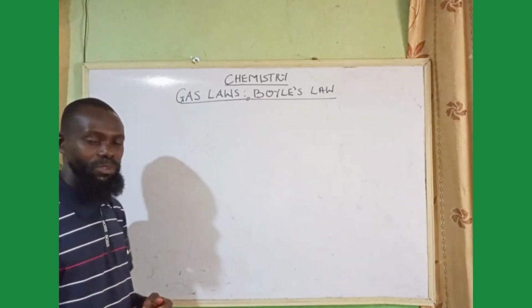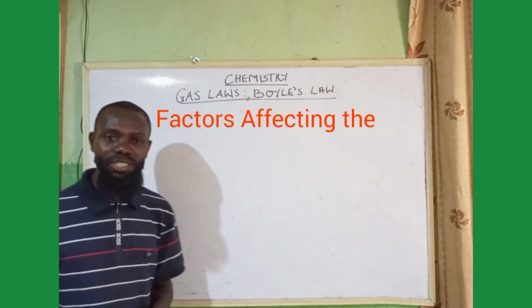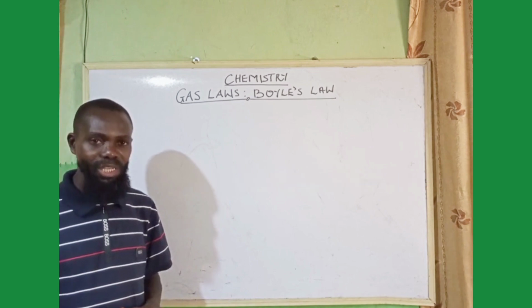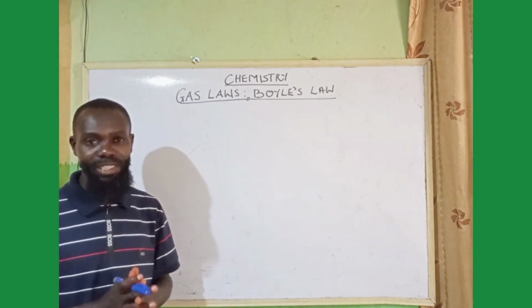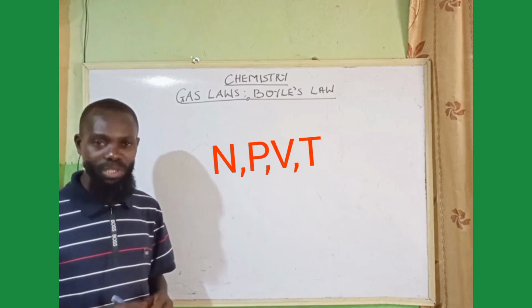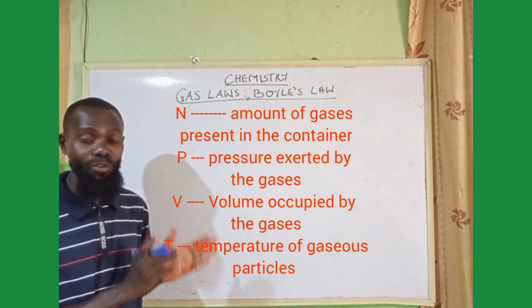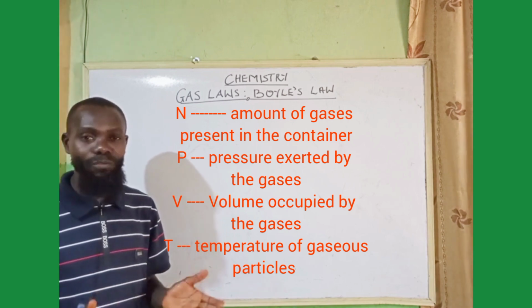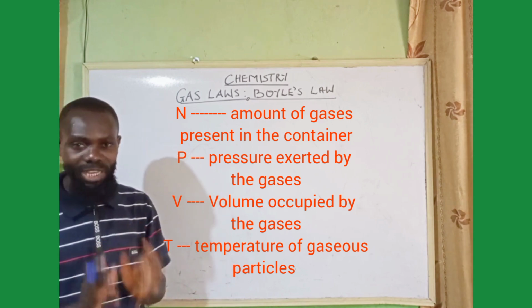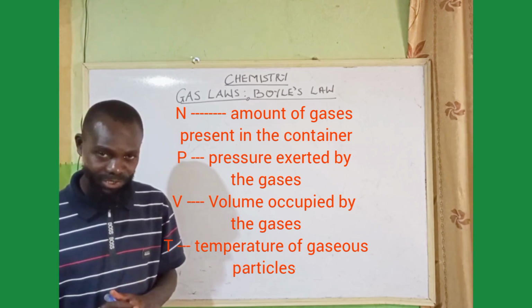Boyle's law. Before we venture into Boyle's law, let's talk about the factors affecting the behavior of gases. The factors affecting the behavior of gases are termed n, P, V, T, where n stands for the amount of gas, that is the number of moles of gas, P stands for the pressure of the gas, V stands for the volume of the gas, while T stands for the temperature of the gas.